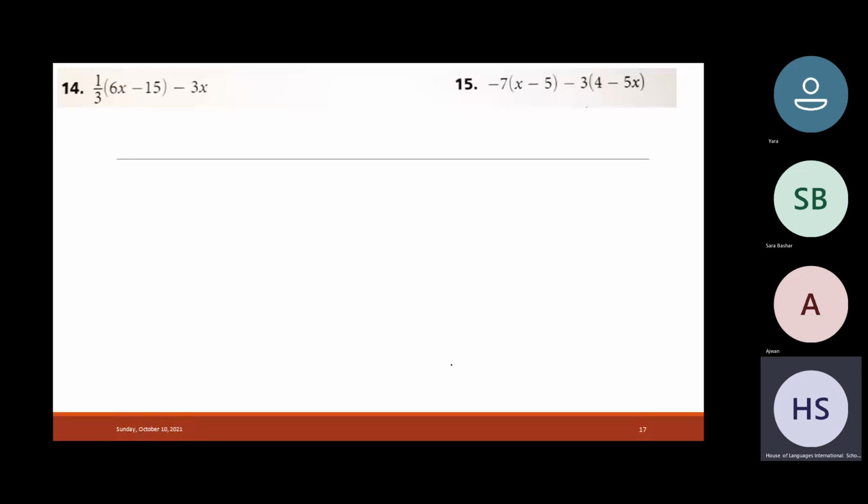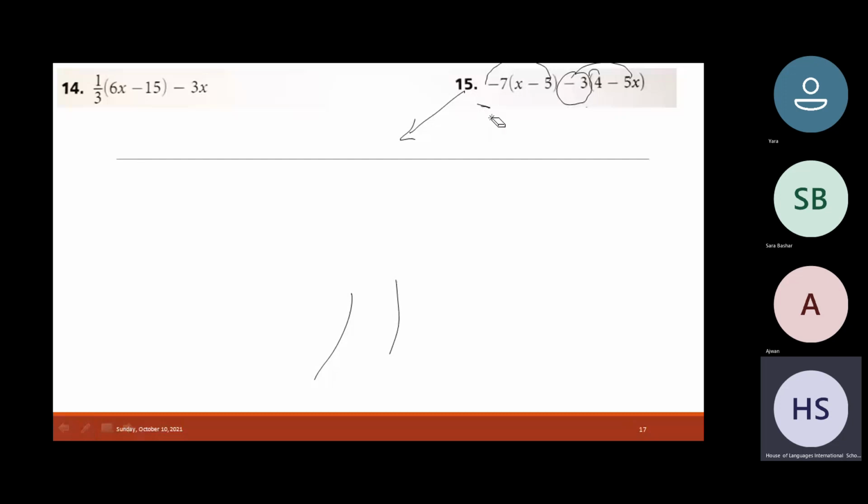yes. Now let's solve number 15. I will solve the hard one. It will be easy. Now here, negative 7 times x minus 5 minus 3 times 4 minus 5x. Now all of you, please, you have to remember the positive, negative, add them, multiply them. Here, we have to multiply negative 7 by each side, or negative 3 by each side. Now, negative 7 by x is going to be.